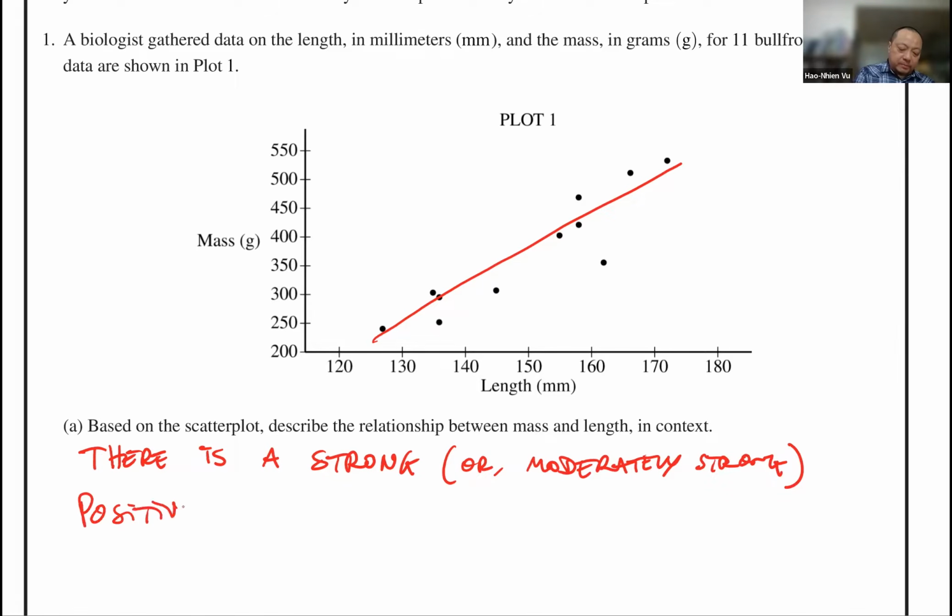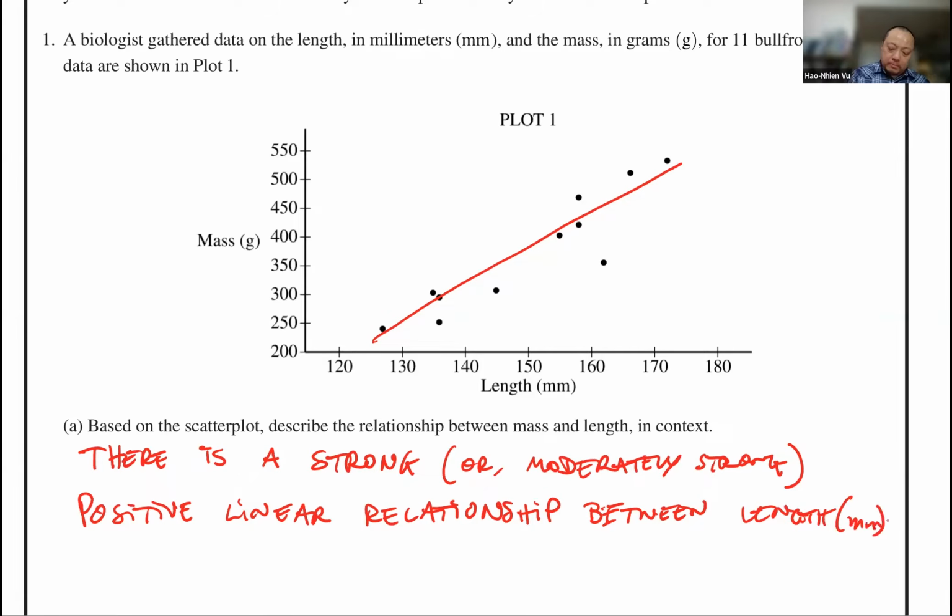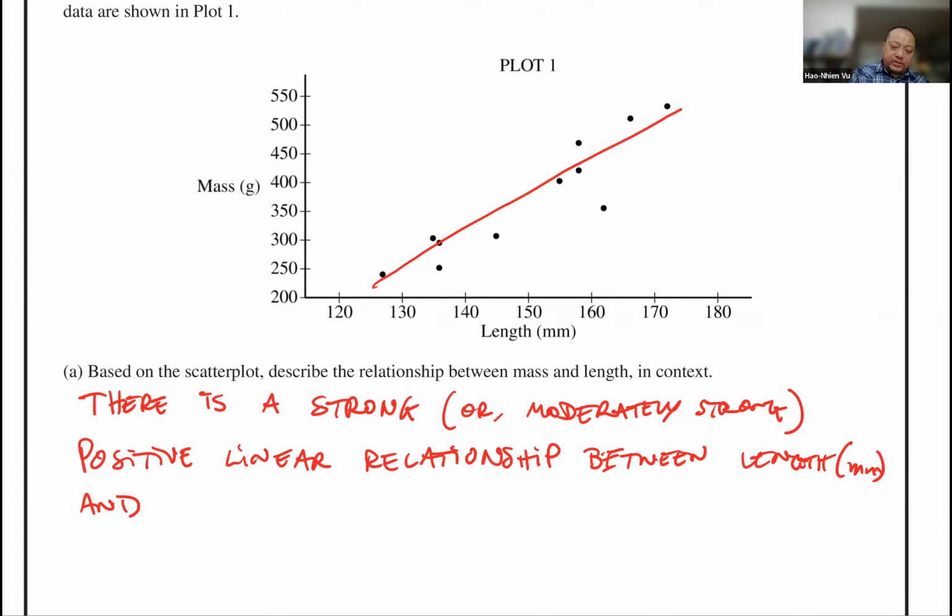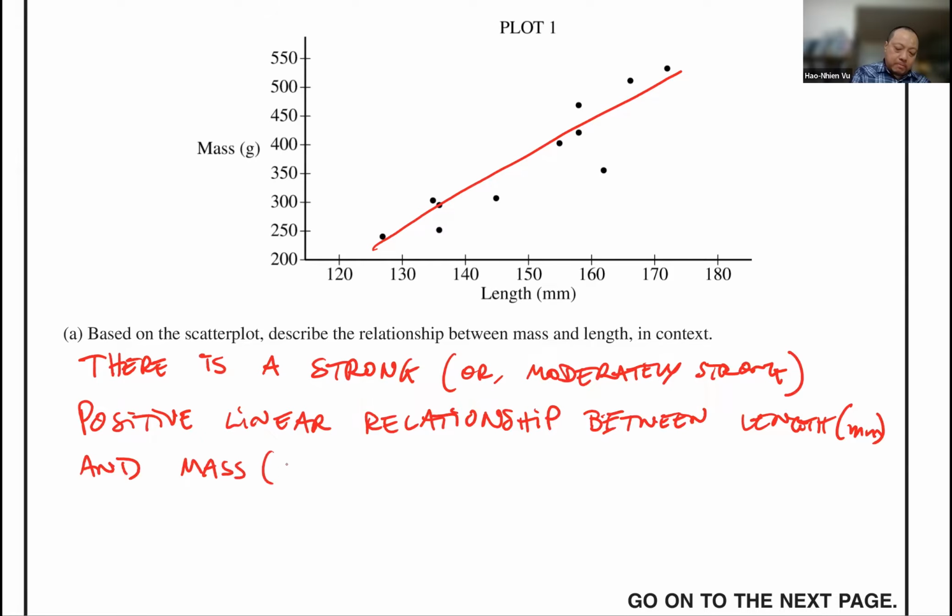Positive linear relationship between the two variables, between x and y. And x here is the length, and y is the mass of the 11 bullfrogs.